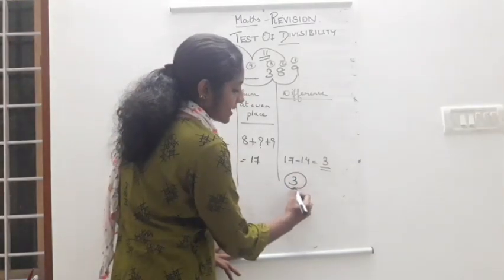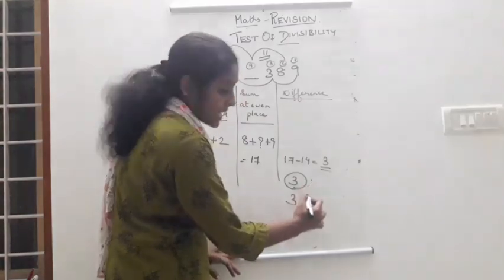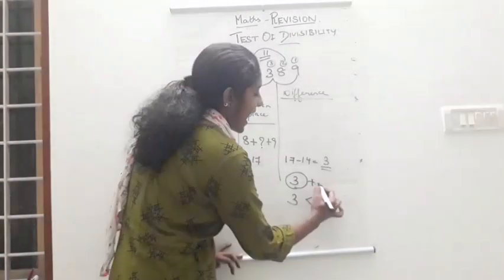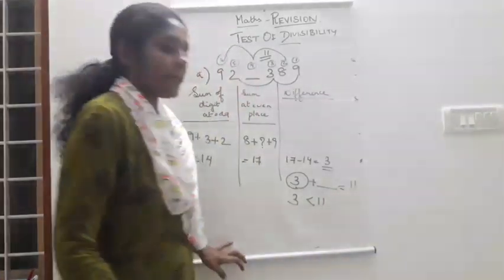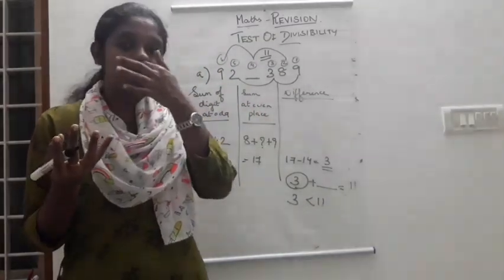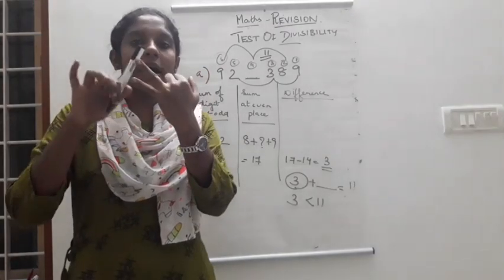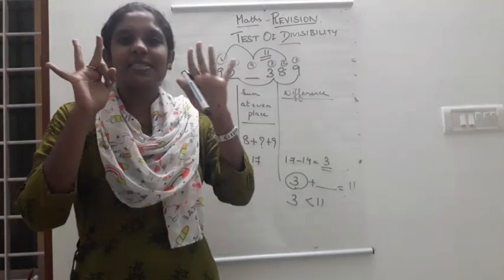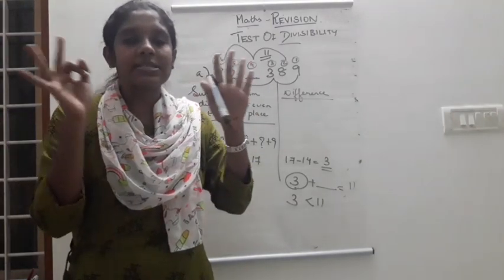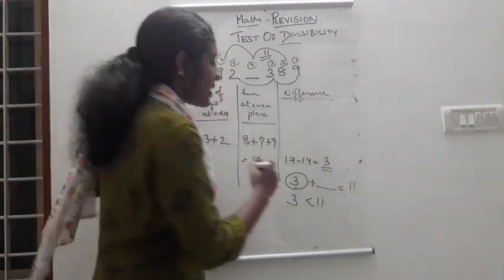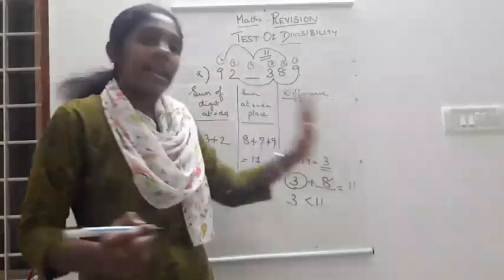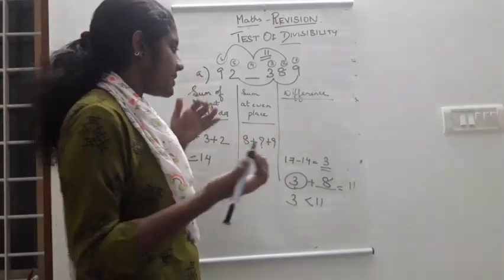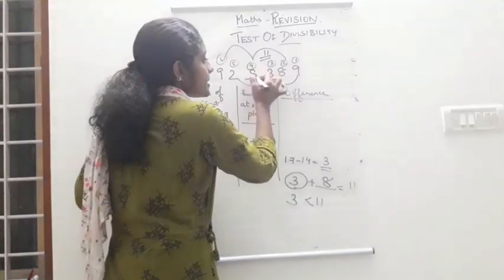Now, 3 is less than 11. So we have to do 11 minus 3. Counting 3, 4, 5, 6, 7, 8, 9, 10, 11. I am teaching you like small students; you don't have to do it like this. 11 minus 3, what do you get? 8. So like this you have to do: 3 add 11. It is 8. So the number here is 8.